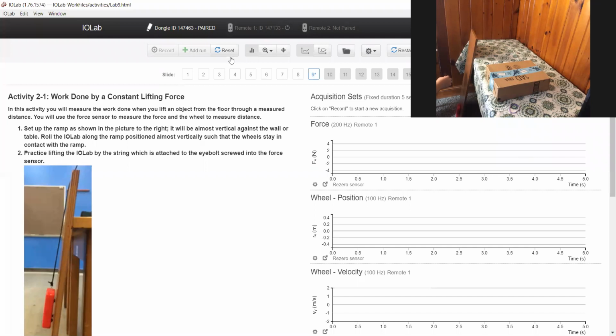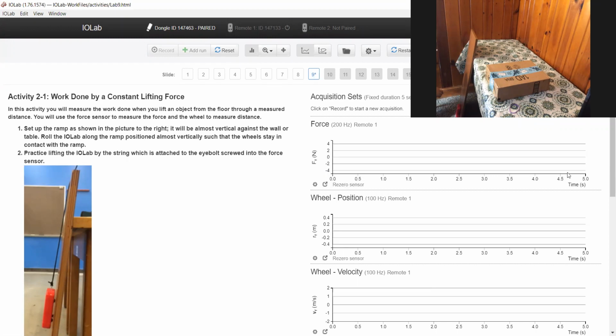Okay, for the next slide, work done by a constant lifting force. So the IOLab is down here, so you make the wire longer so that you can put it this way. And we lift in such a way that it's always in contact with the ramp. Okay, the wheel has to be in contact with the ramp. So let there be nothing lifting that IOLab. There's the sensor without anything over there.